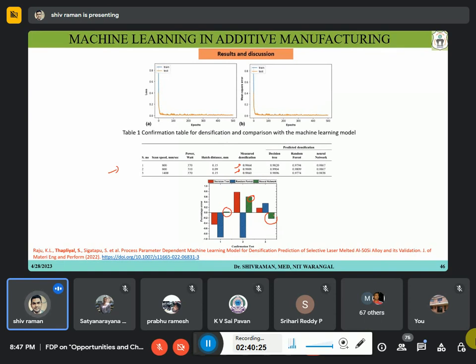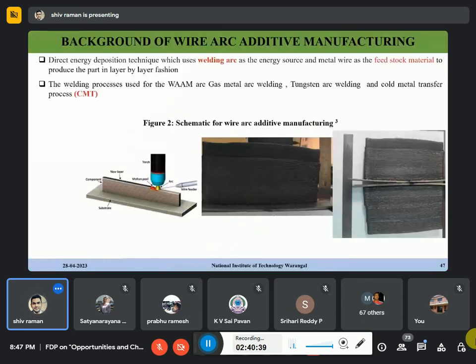We would like to acknowledge the Materials Entity Group at ISRO, with whom we were able to do this work. And this work has been published in the Journal of Materials Engineering and Performance.